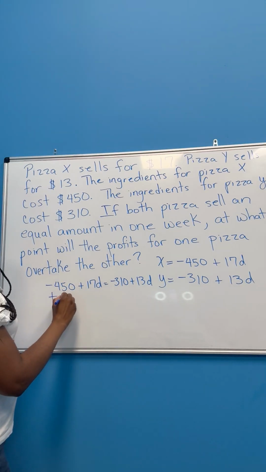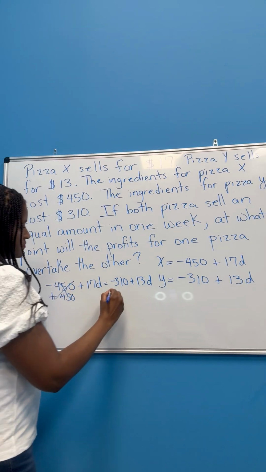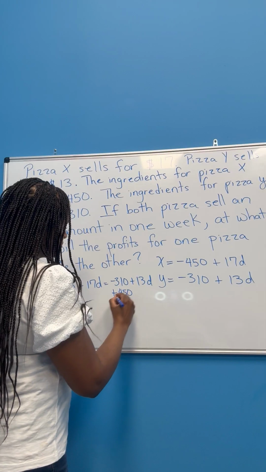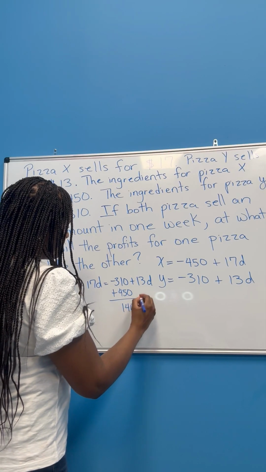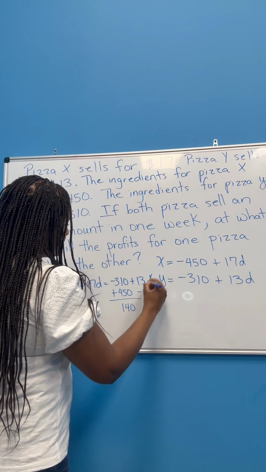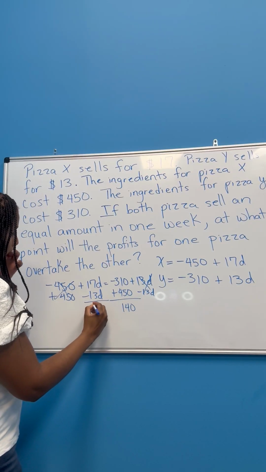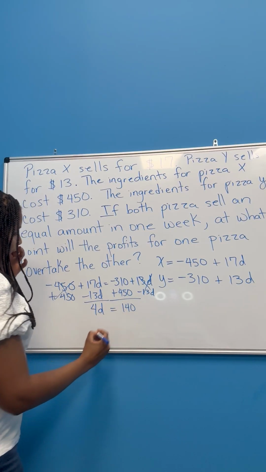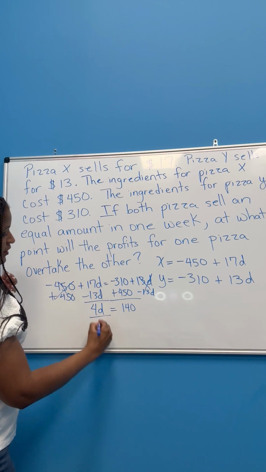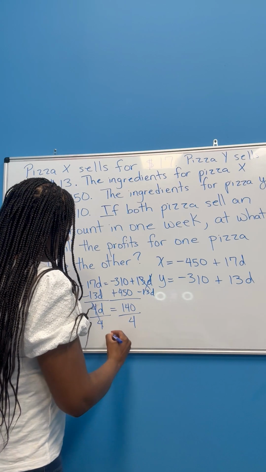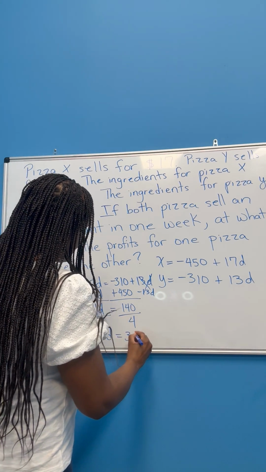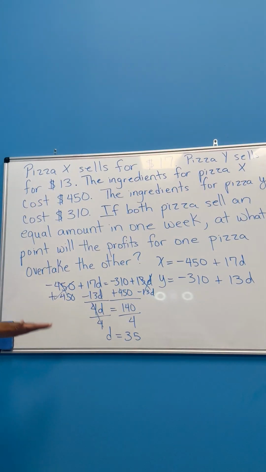So let's see, plus 450, and that's 140, and then minus 13D, and divide by 4, and we have D equals 35. So we are selling 35 pizzas. Well, that's the point where they're equal.